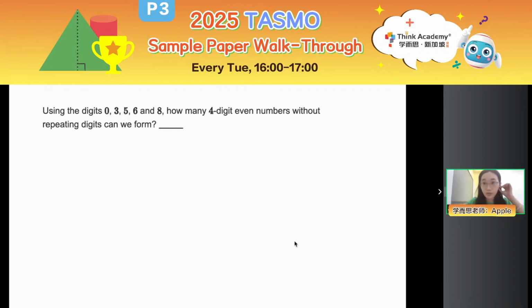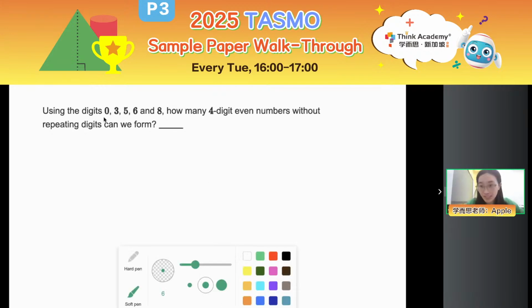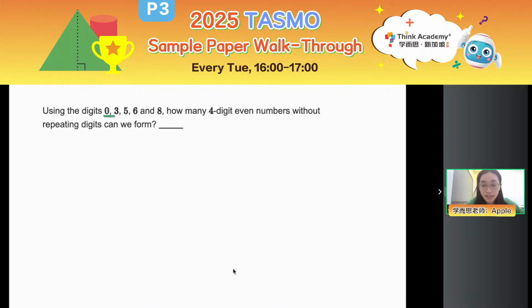Well, as you can see for the first question in section C, using the digits 0, 3, 5, 6, and 8, how many 4-digit even numbers without repeating digits can we form? So here you can see that we have a special digit, which is 0, right? So since there is 0, and also you can see that 0 is considered as the digit to make an even number, here we need to separate the cases.